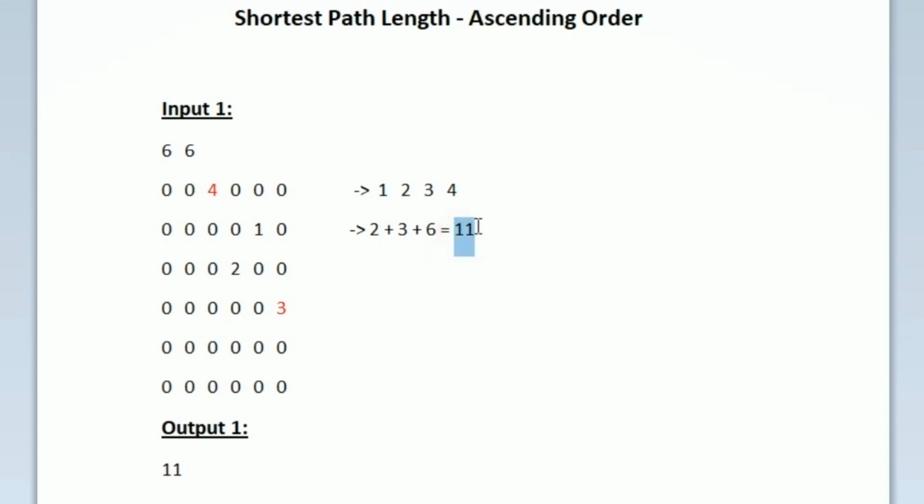So in our output we have to print this total distance 11. In our output also we can see that we are printing 11. So this is how we are getting our output. Now let us see how to write a C program for this.